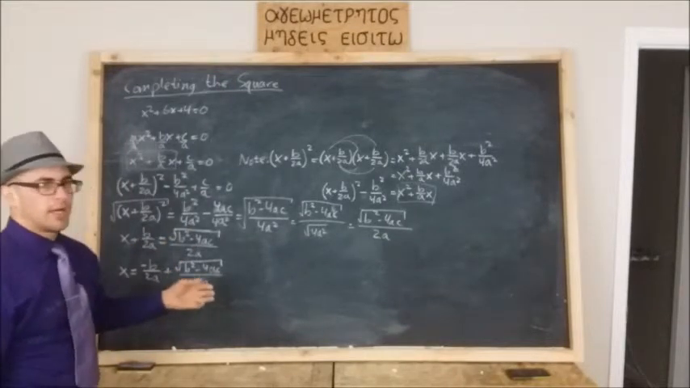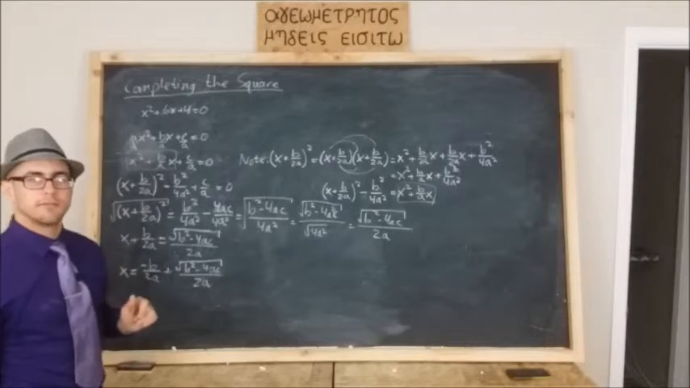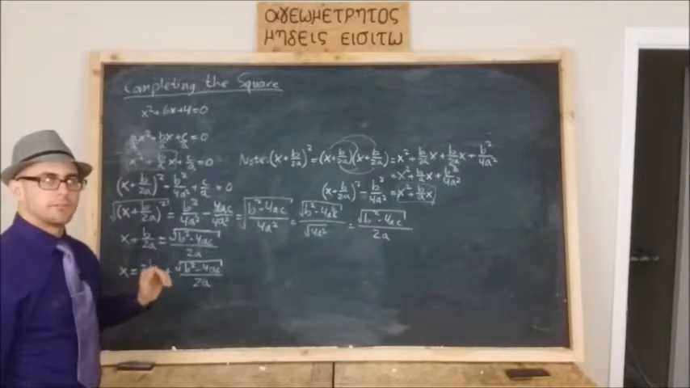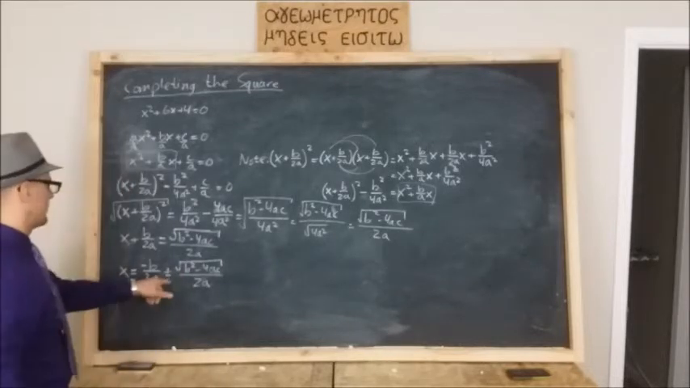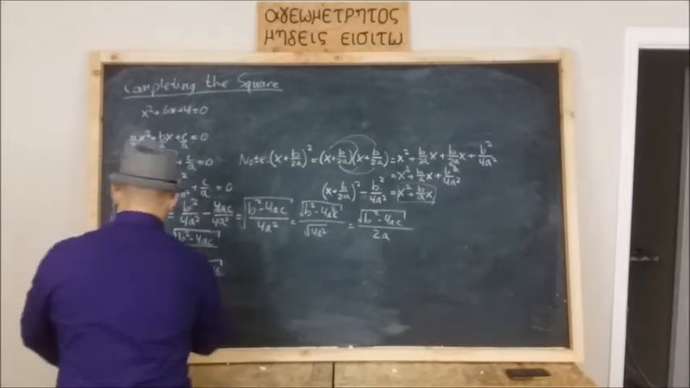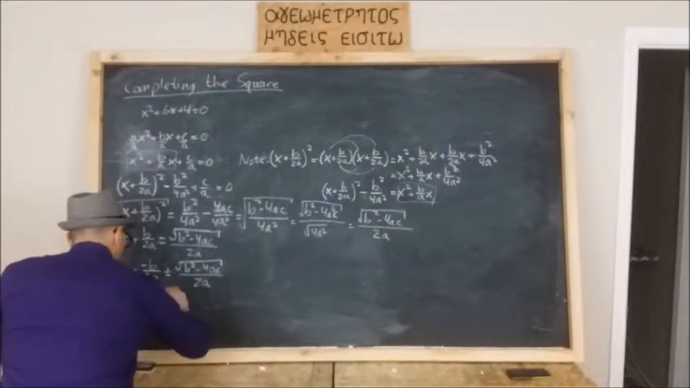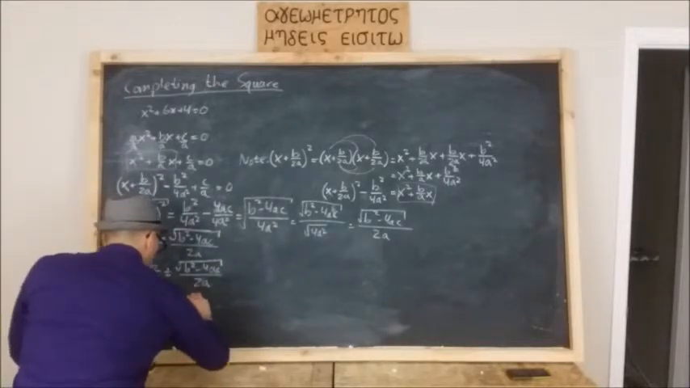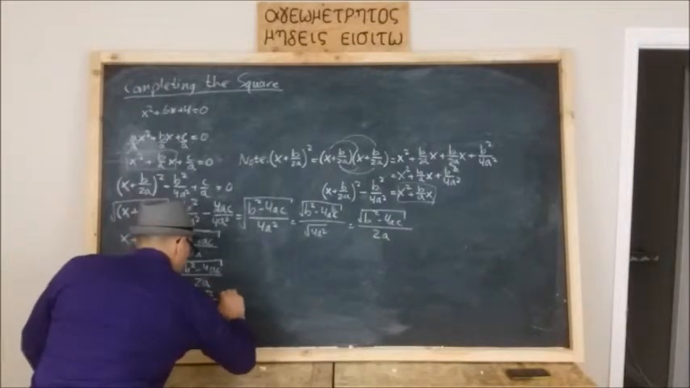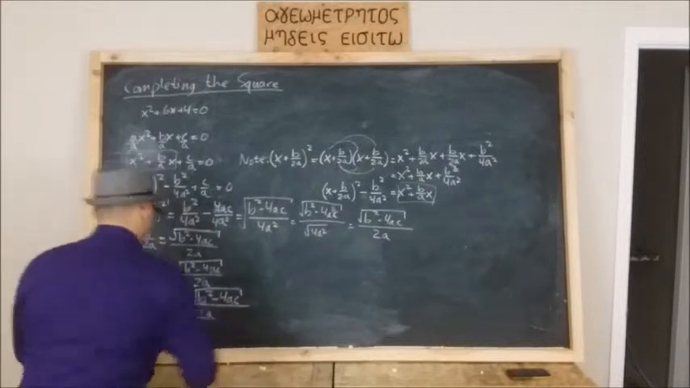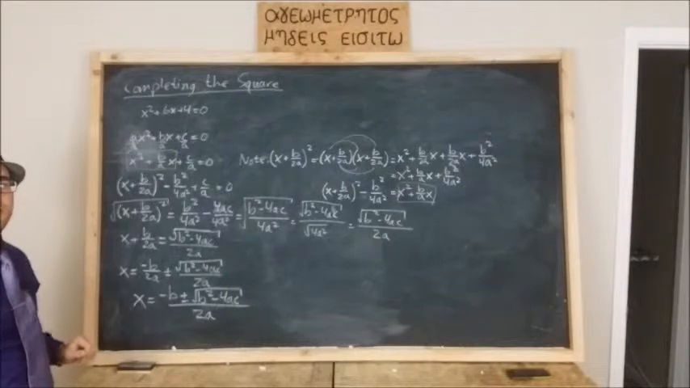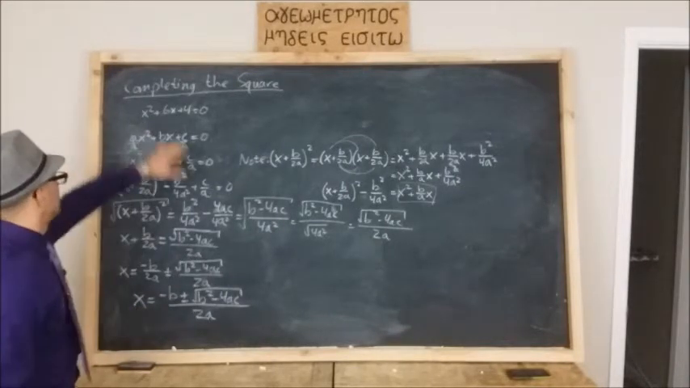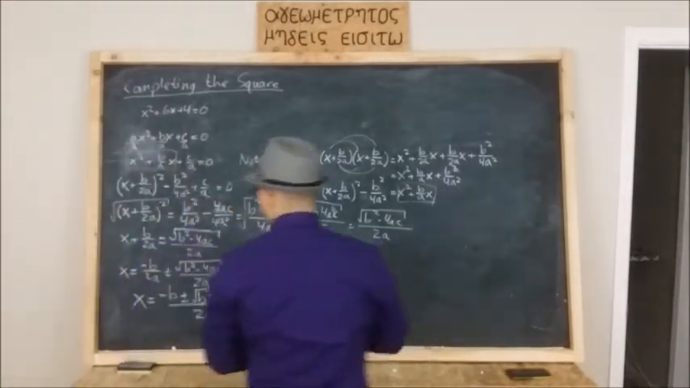Negative 3 times negative 3 is equal to positive 9. Positive 3 times positive 3 is equal to positive 9. So, we have a plus or minus, and we are left with x is equal to negative b plus or minus the square root of b squared minus 4ac all over 2a. All right, wonderful. Now, let's see if I can connect it back to this example here.